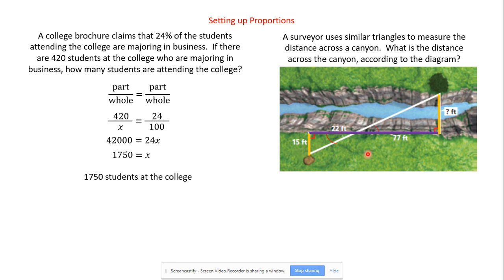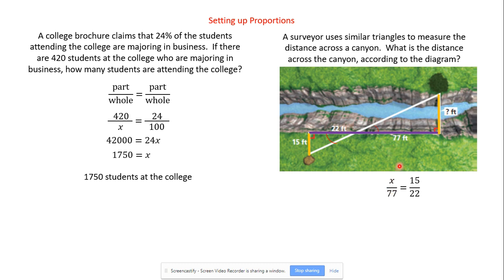So we can set it up. There are lots of ways we can set this up. We can go purple over orange equals purple over orange. We could go orange over orange equals purple over purple, as long as we keep like the small triangle over the big triangle, or the big triangle over the small triangle for both cases. So there's a lot of ways that these can be set up correctly. In this case, we have orange over purple equals orange over purple.